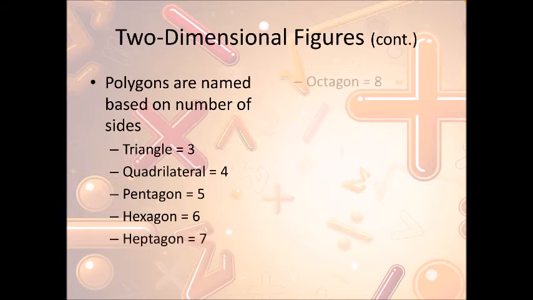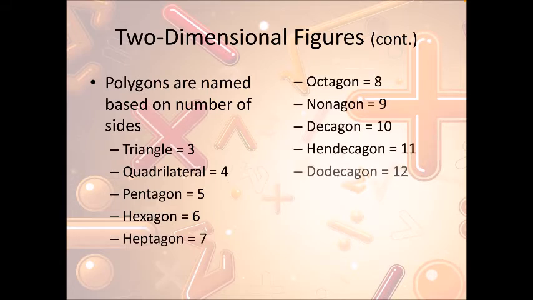Polygons are named based on the number of sides. Most of you are familiar with triangle, quadrilateral, pentagon. Six-sided figures are called hexagons. Heptagons have 7 sides. Octagon you're likely very familiar with. A 9-sided figure is a nonagon.